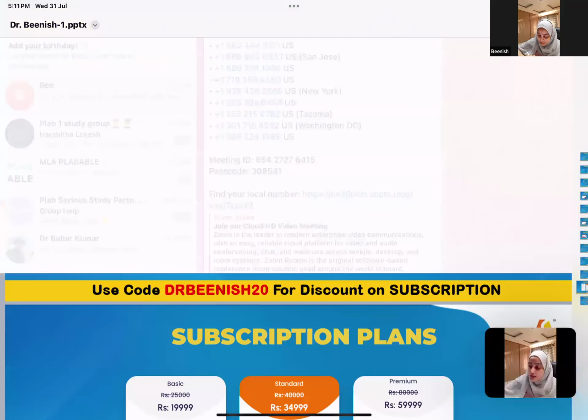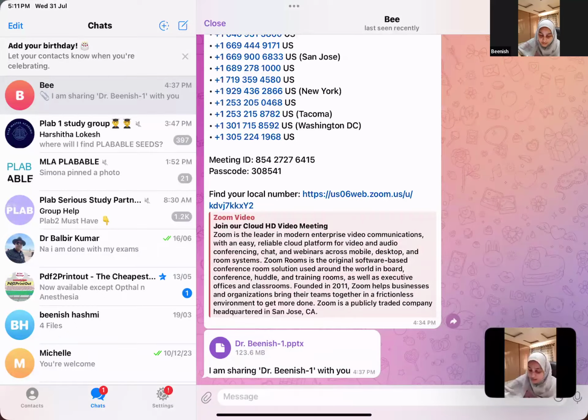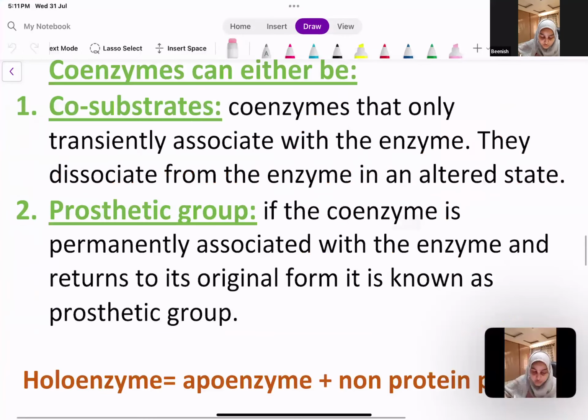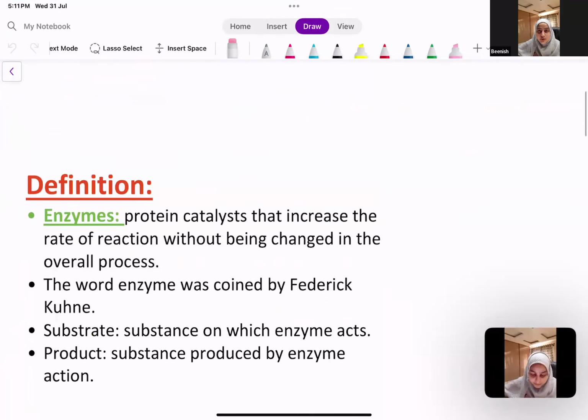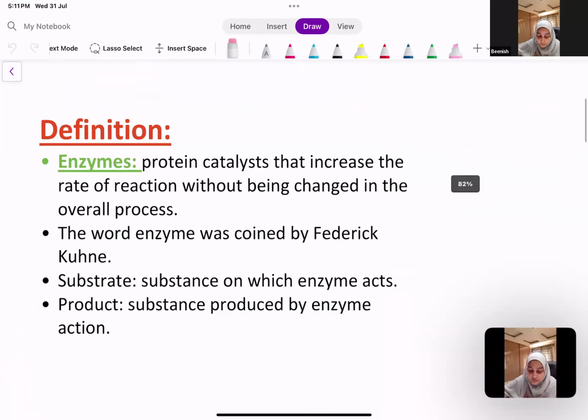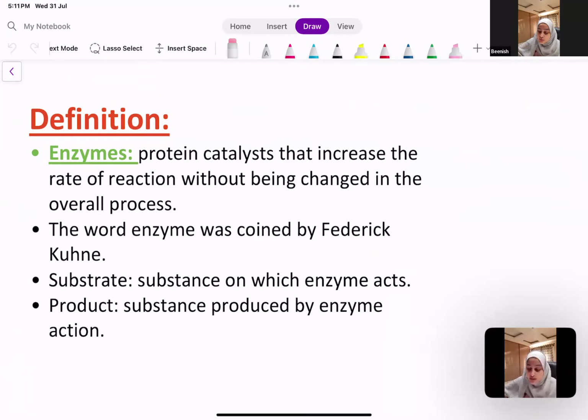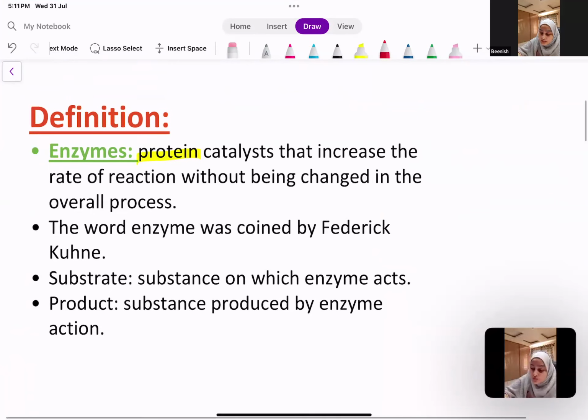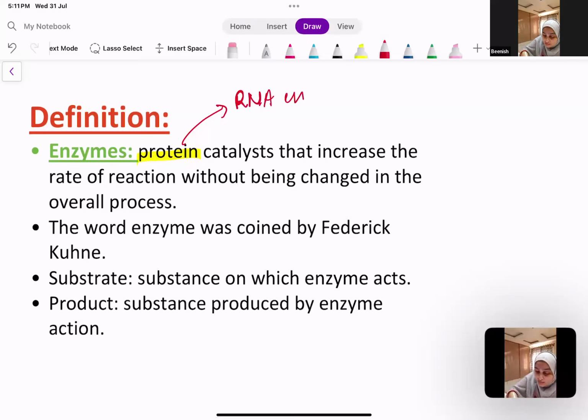So with this, let's begin our class for today, that is enzymes. Firstly, describing what enzymes are. Enzymes are protein catalysts that increase the rate of a reaction without being changed in the overall process. Most of your enzymes are proteins. Not all enzymes are proteins, but the majority of enzymes are proteinaceous in nature. An exception to this are your RNA enzymes, which are not proteins in nature. But the majority of your enzymes are protein catalysts that increase the rate of the reaction.